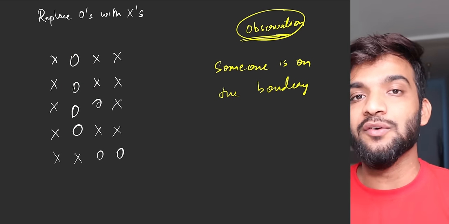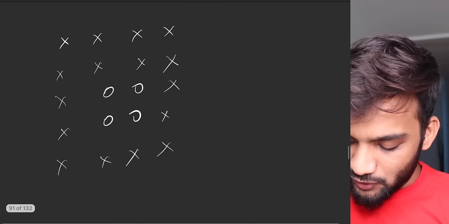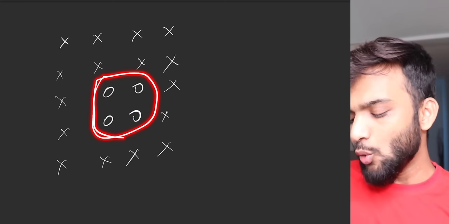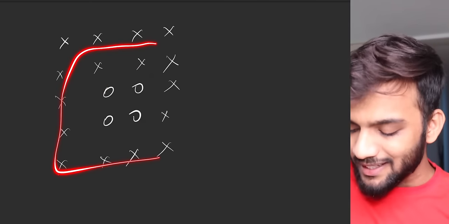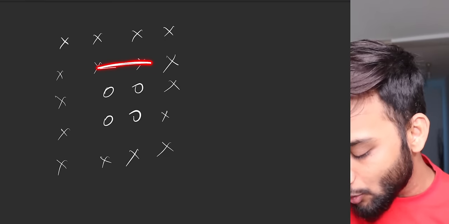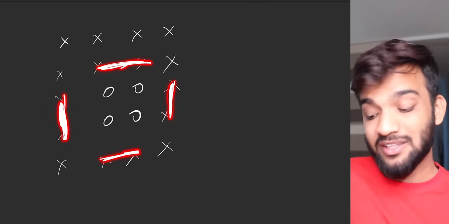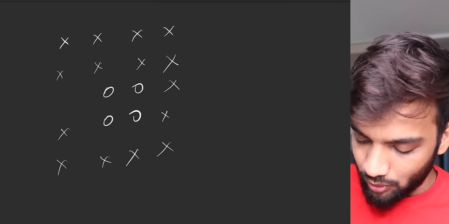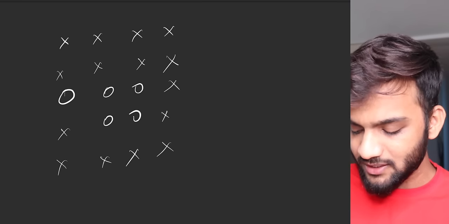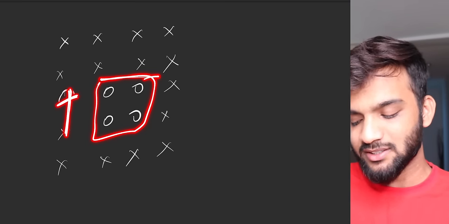So do you get an observation? Let me give you one more example. If you see this, they are nowhere connected to a boundary which has a zero. So thereby, they're bound to be surrounded by X on the top, on the right, on the bottom, on the left. They're bound because they're not connected to a boundary. So this pretty simple observation is, if I change this to an O, you can't say that this set of O's will be surrounded by X completely because there's a boundary gap.